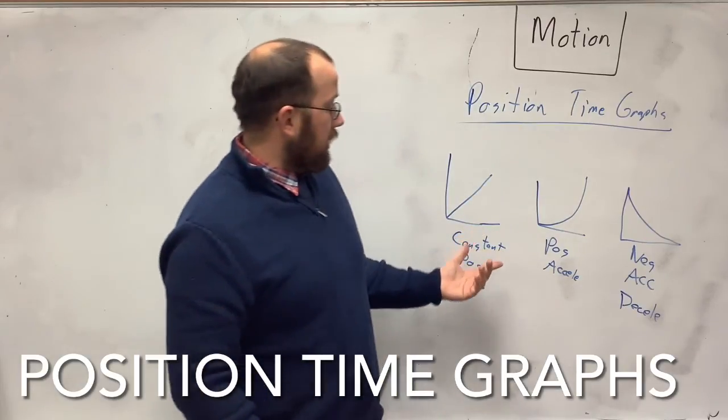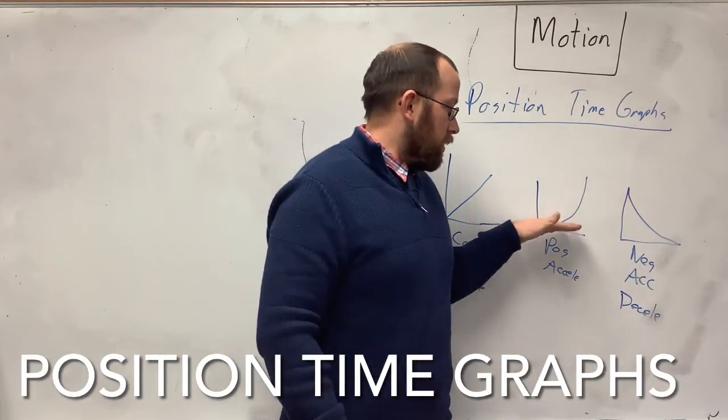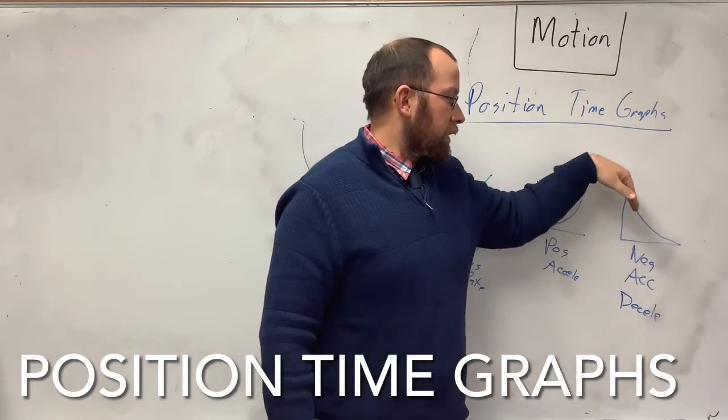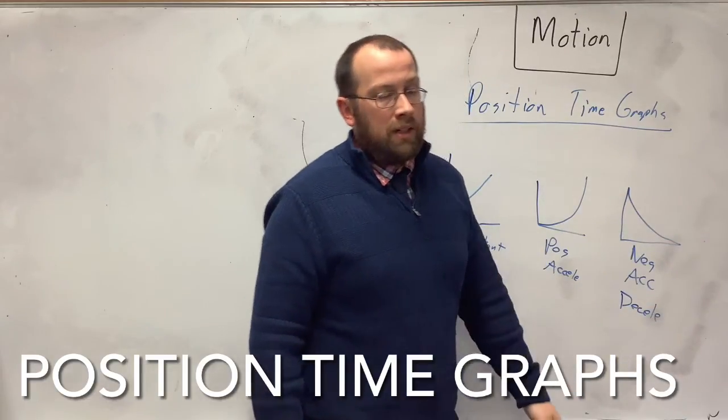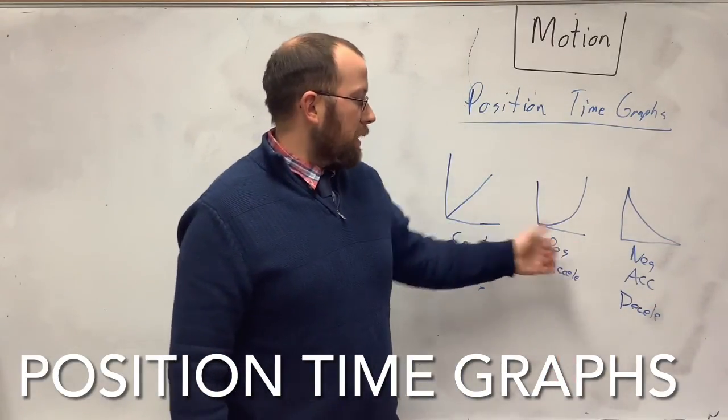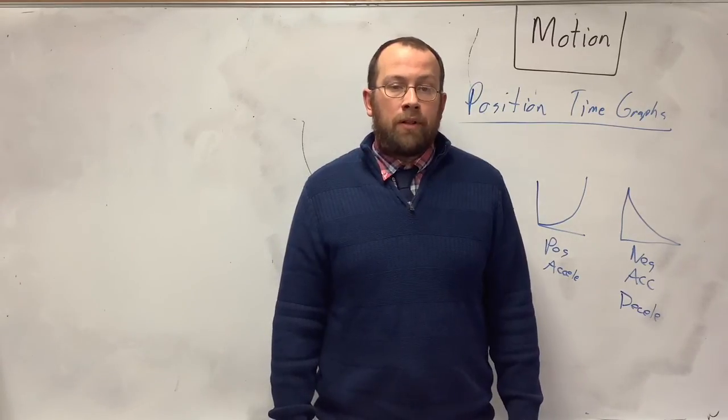So this is what the graphs look like. Constant, positive, starts off slow and goes up fast. Negative is you're just slowing down to a stop. Acceleration is not a constant rate. Exponential, linear. This has been motion. Hope it helped. Good luck.